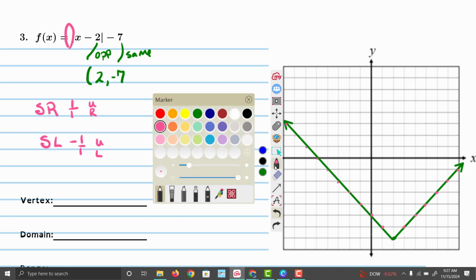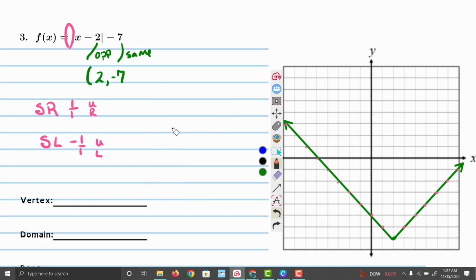Now I'm going to go ahead and label in my vertex to begin with. I haven't labeled that in my spot. So 2, negative 7. My domain, my farthest to the left is an arrow, my farthest to the right is an arrow, so negative infinity to positive infinity. There's no gaps in the middle.